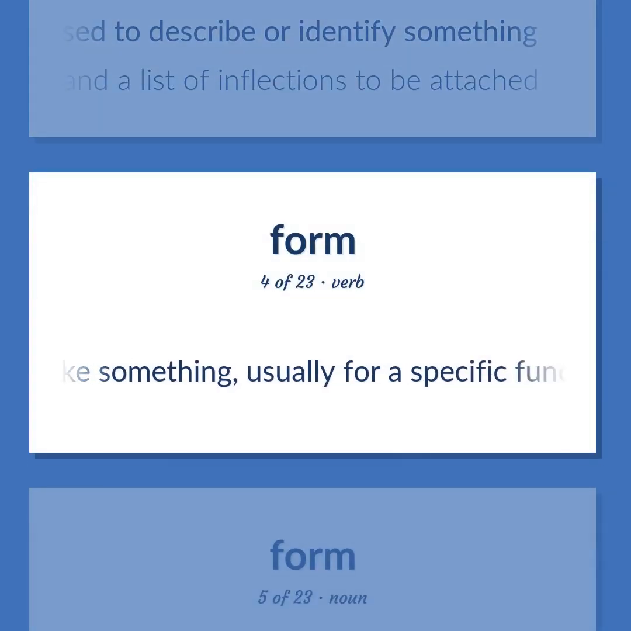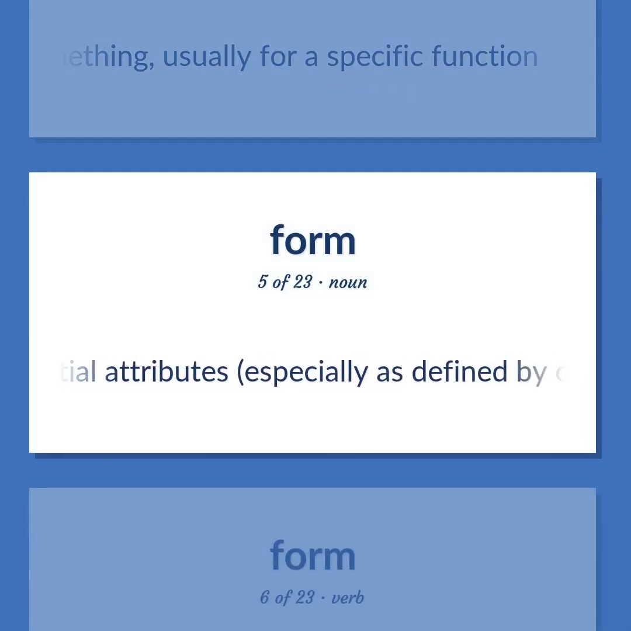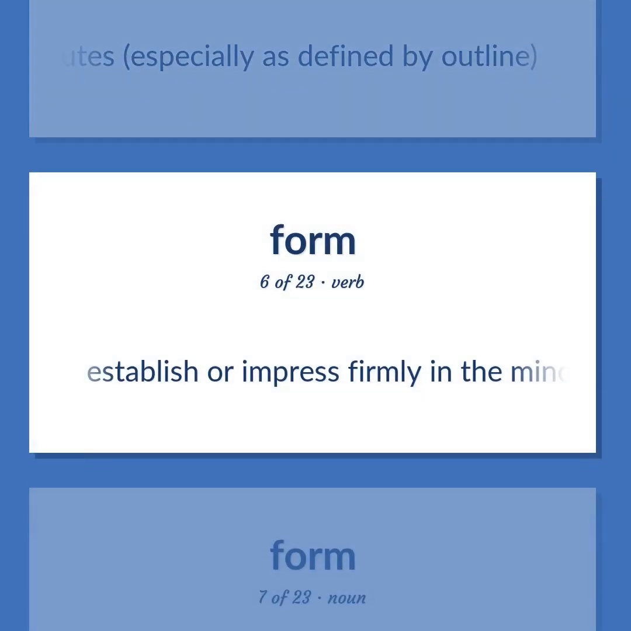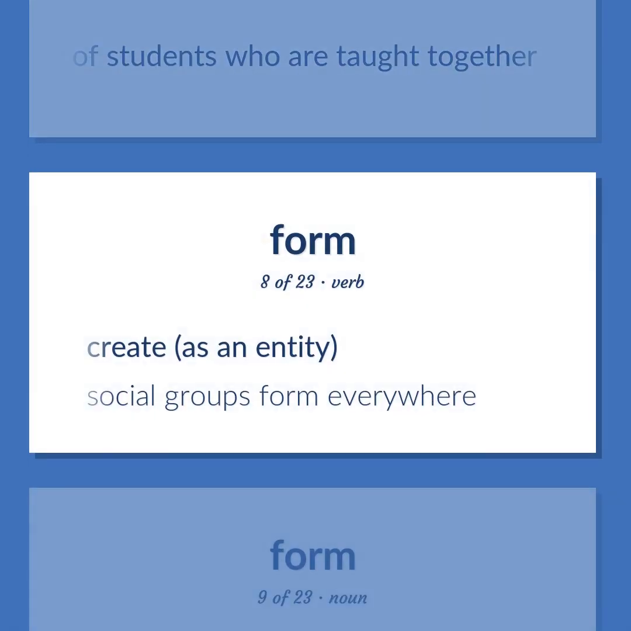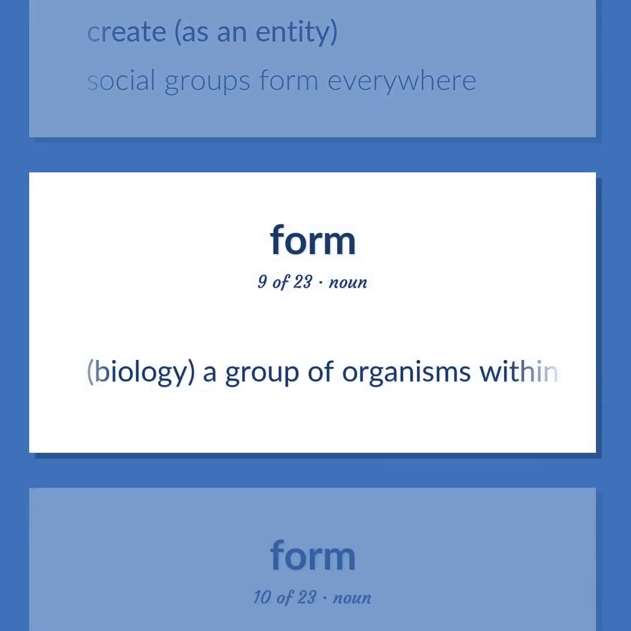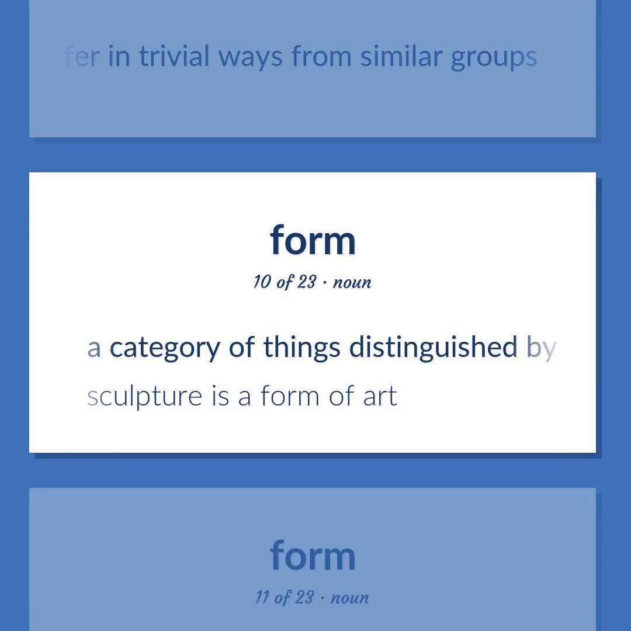Make something, usually for a specific function. Any spatial attributes, especially as defined by outline. Establish or impress firmly in the mind. A body of students who are taught together. Create, as an entity. Social groups form everywhere. Biology. A group of organisms within a species that differ in trivial ways from similar groups. A category of things distinguished by some common characteristic or quality. Sculpture is a form of art.